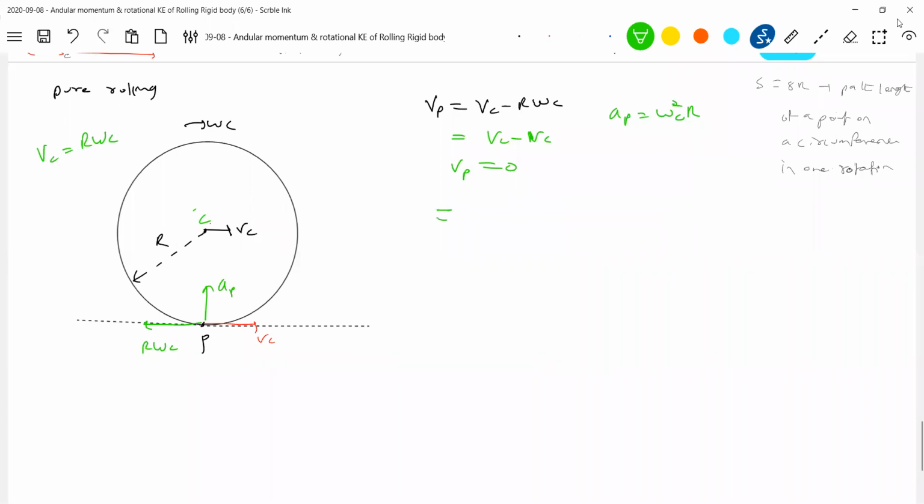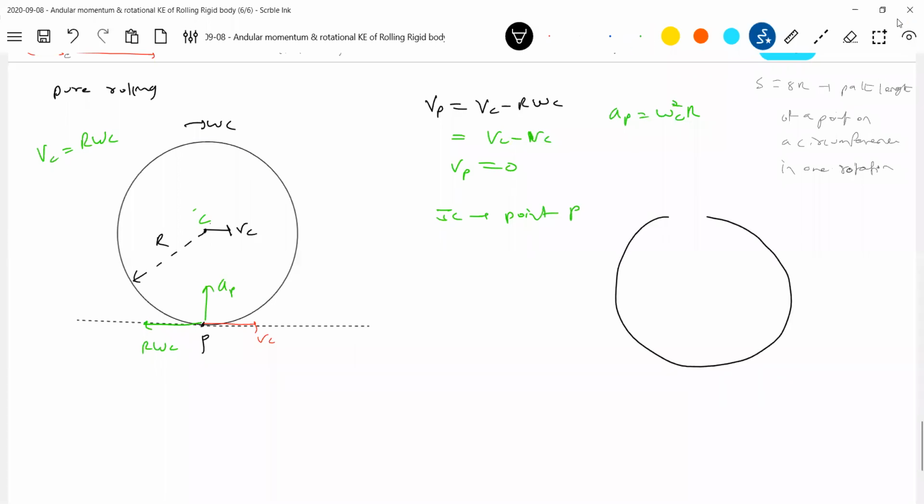Now, point P is the instantaneous center. What is the instantaneous axis of rotation? The axis passing through point P and perpendicular to the plane. So all points, if you are on the ground, what do you say? Center of mass moving, all points are rotating. If you stand at point P, then what should you show? You are going to show the diagram like this.